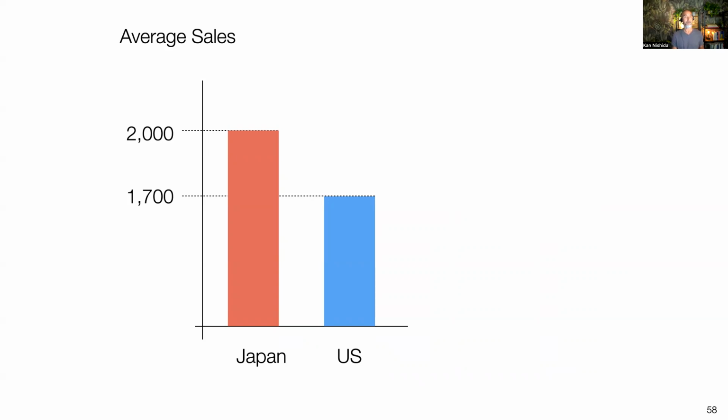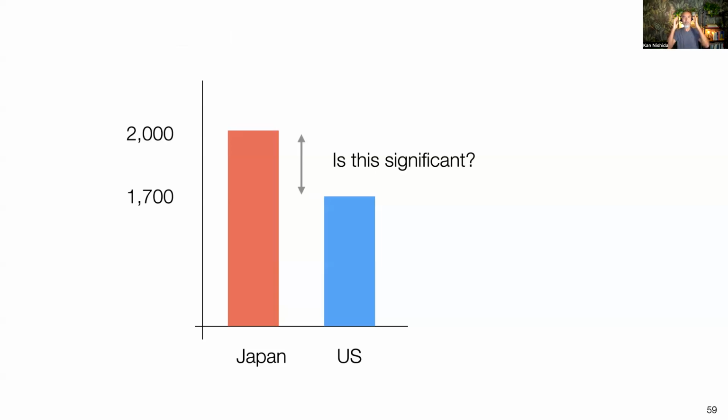Let's say you have average sales for Japan and US, and you're comparing these two. You say the average sales for Japan is higher, maybe because they're buying higher-priced items or something like that. But then you would ask, is this a significant difference or a marginal difference? This is a chart where I'm cheating, because it doesn't start at 0. It probably starts around 1,000, so the difference gets highlighted or exaggerated.